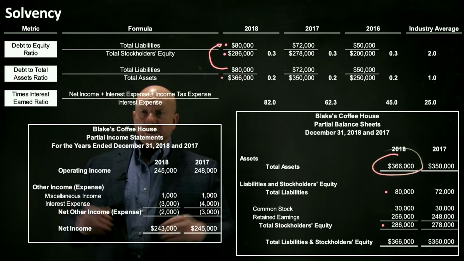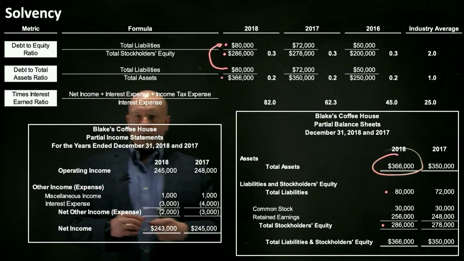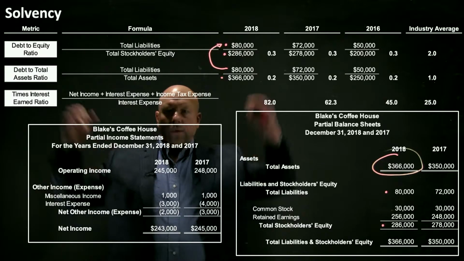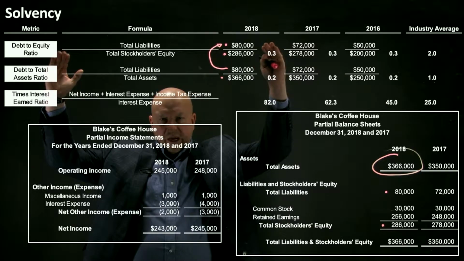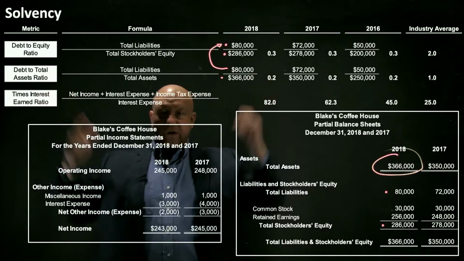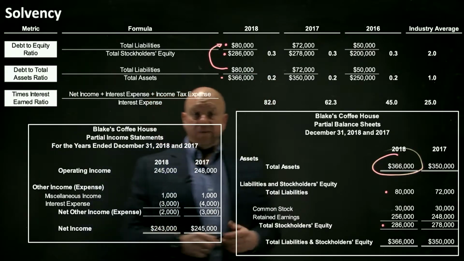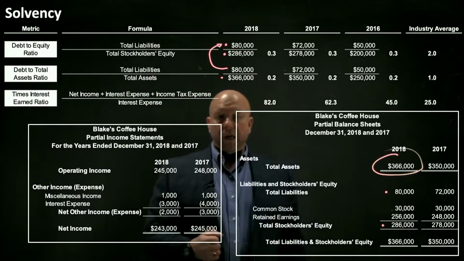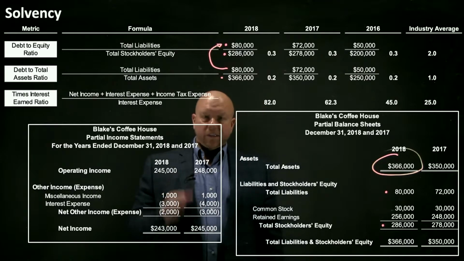Both of these are measuring the capitalization of the company to some regard. What we're basically saying is how much debt do we have relative to the owner's investment? How much debt do we have relative to the assets of the company? And in both of these regards, lower is safer.